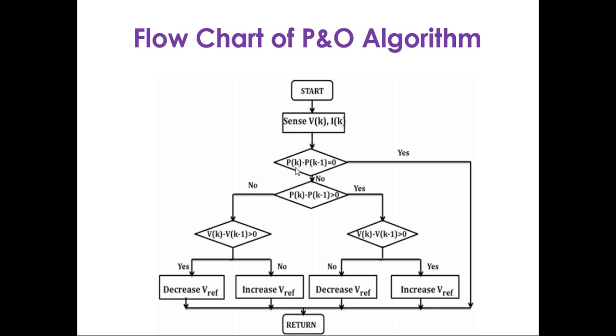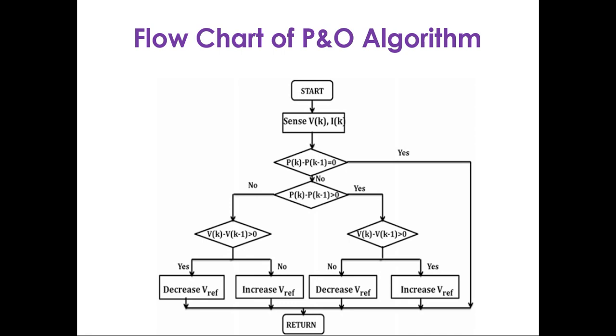The difference between present power and past power is either greater than zero or less than zero. If the difference is less than zero, then there is a decrement in the power. If it is greater than zero, then there is an increment in the power. From this point onwards, you will find n number of research articles, papers and book chapters on the internet where people have tested these algorithms in terms of voltage and current. This is the flow chart with voltage as the perturbing variable.